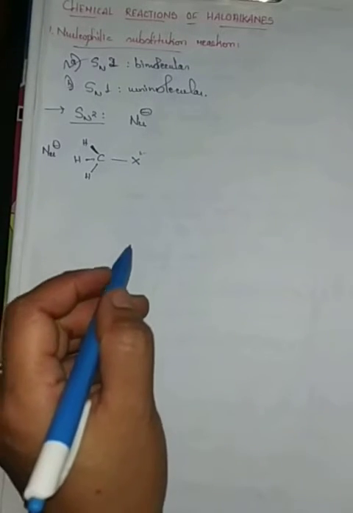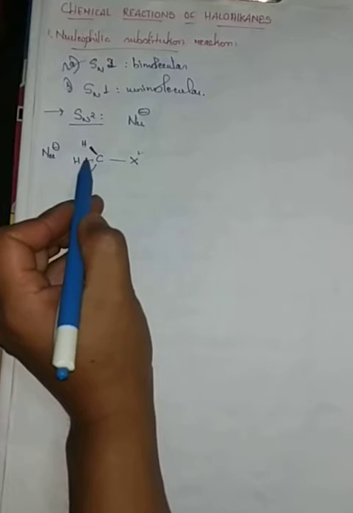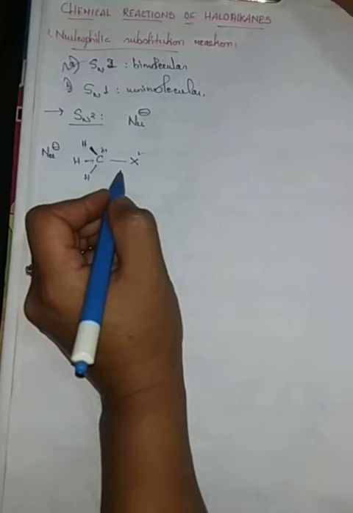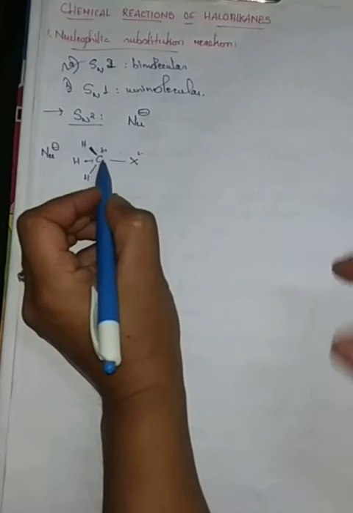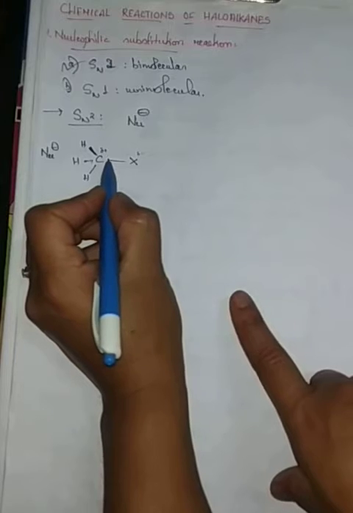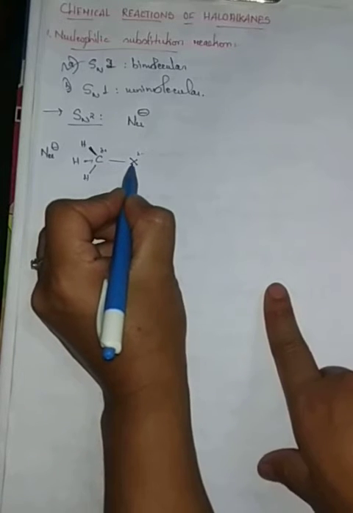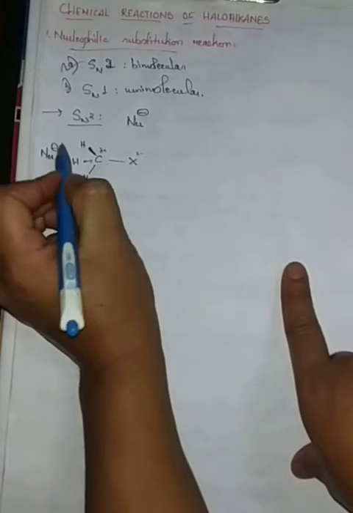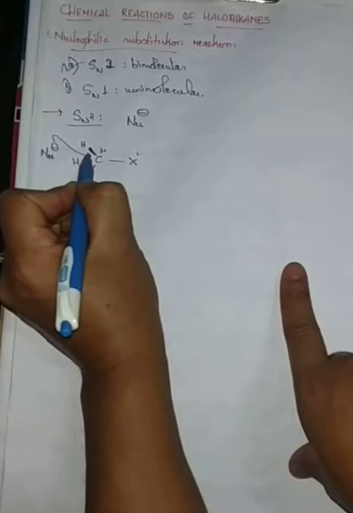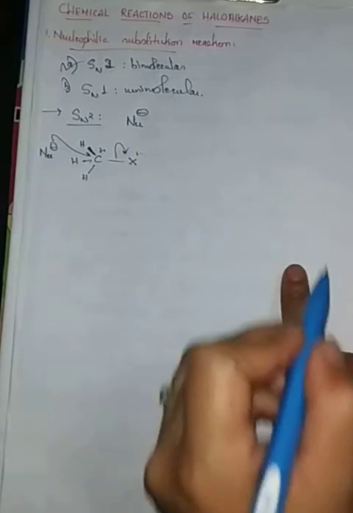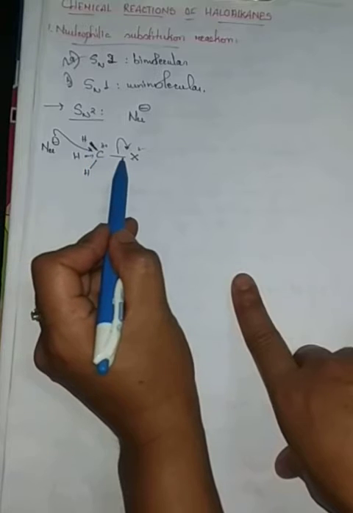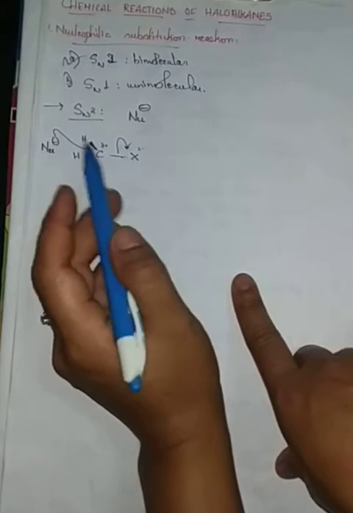Now here, in this mechanism, our nucleophile attacks the partially positive carbon atom attached to the halogen atom from a direction opposite, that means in the direction opposite to the carbon to halogen bond. Now if it attacks our partially positive carbon atom, the electron will shift. When it attacks from a direction opposite to the carbon to halogen bond, it leads to the formation of a transition state.